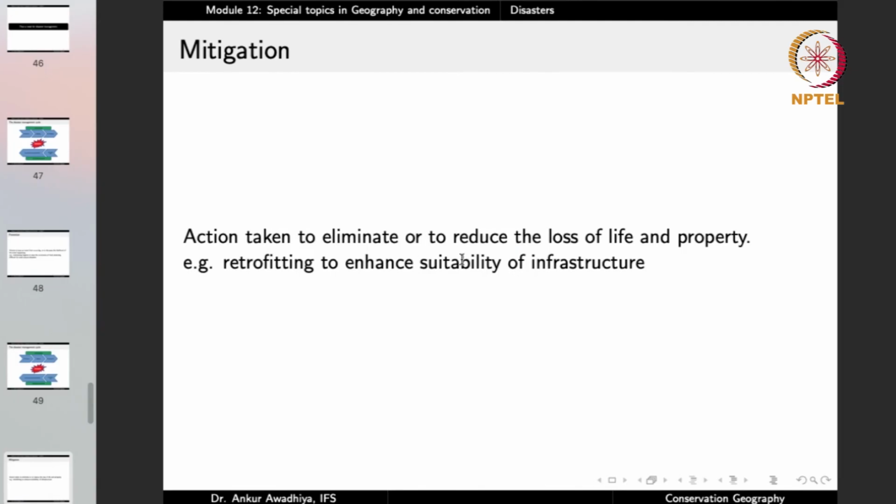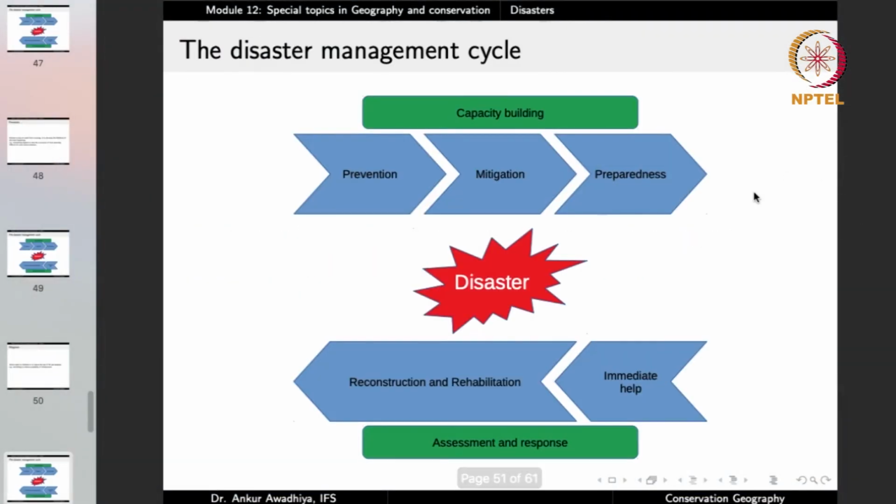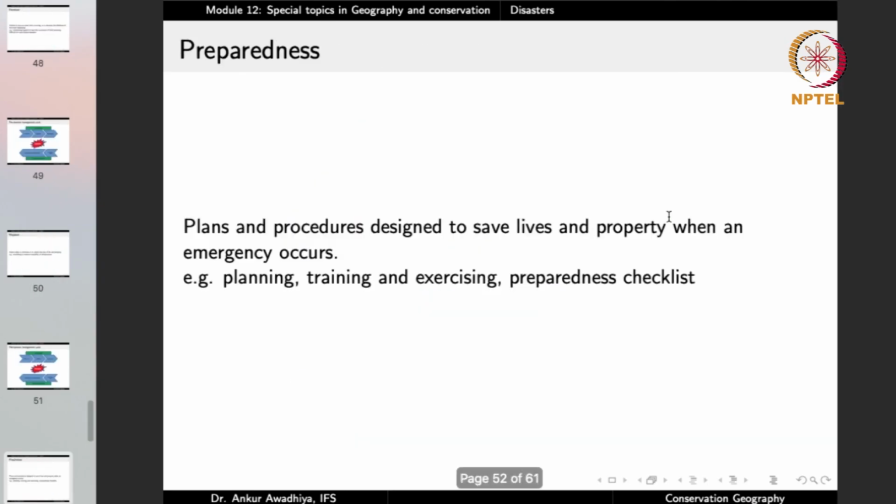Mitigation is action taken to eliminate or to reduce the loss of life and property, such as retrofitting to enhance the suitability of infrastructure. So in that case, we are saying that, okay, we cannot do anything about the disaster, but at least let us make our infrastructure such that there is a reduction of loss of life and property. So that is mitigation. Next, we have preparedness.